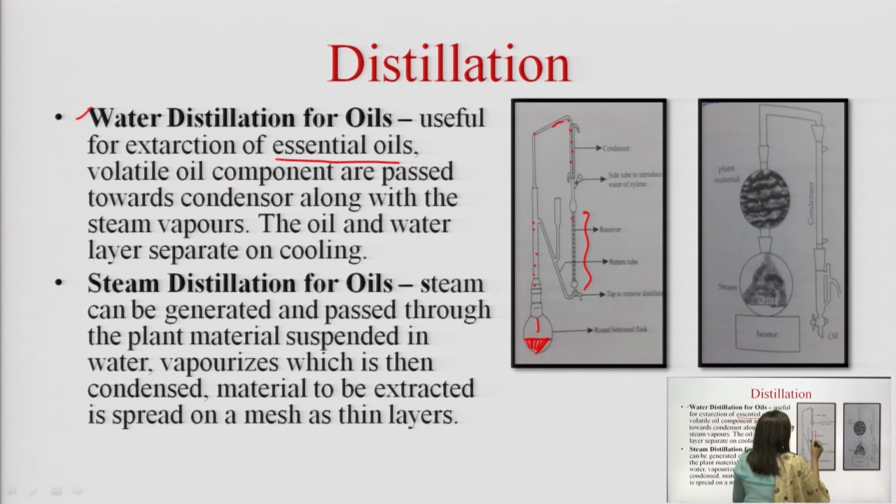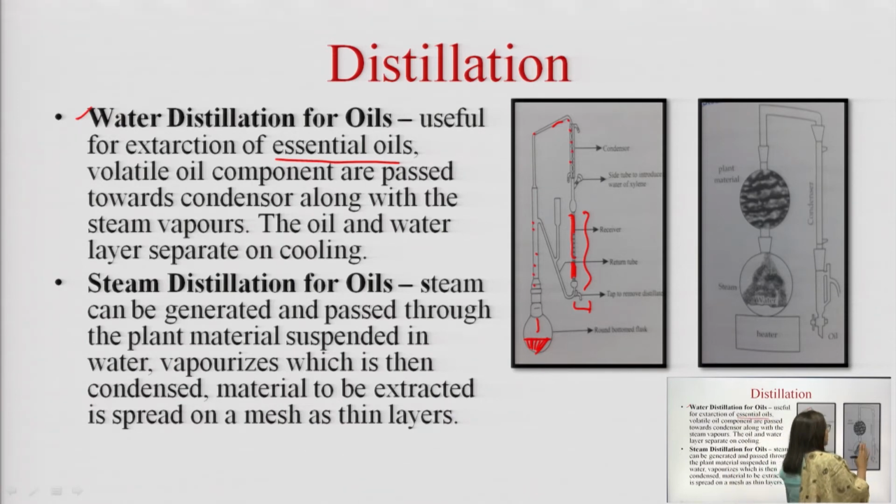Now here with time, on cooling, the water and the oil would be separated out. This particular separated oil is collected in a different receiver. The apparatus is the Clevenger's apparatus for separation of volatile oils. There are variations available depending upon the specific gravity, whether the volatile oil is heavier or lighter than water.